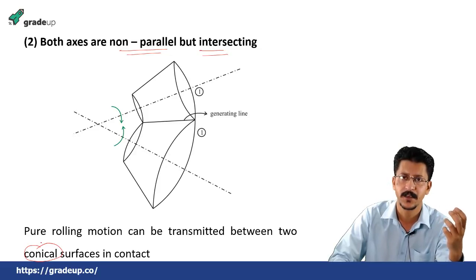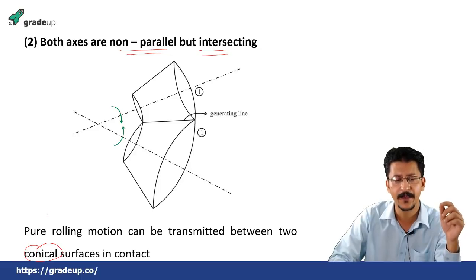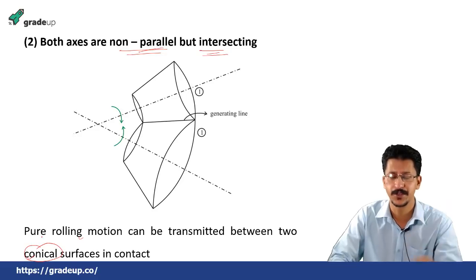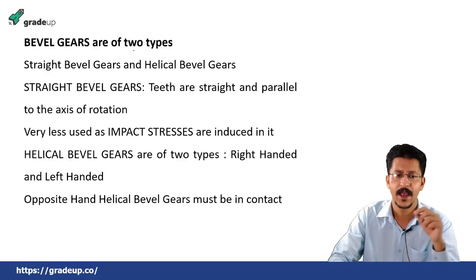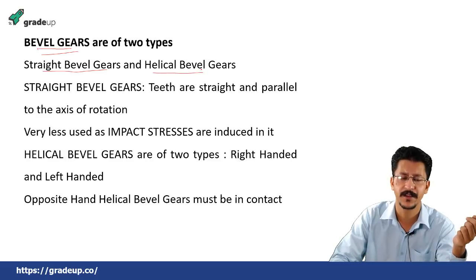If the axes of the shafts are parallel, then cylindrical surfaces transmit pure rolling motion, and if axes are non-parallel but intersecting, then pure rolling motion is transmitted by conical surfaces, because these kind of questions appear in examination. Okay, and these kind of gears are known as bevel gears. Bevel gears are again of two types: straight bevel gears and helical bevel gears.